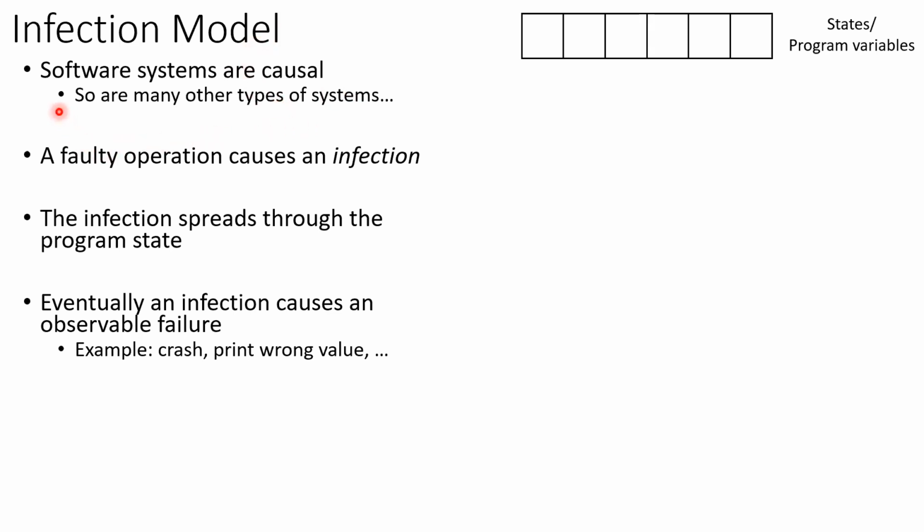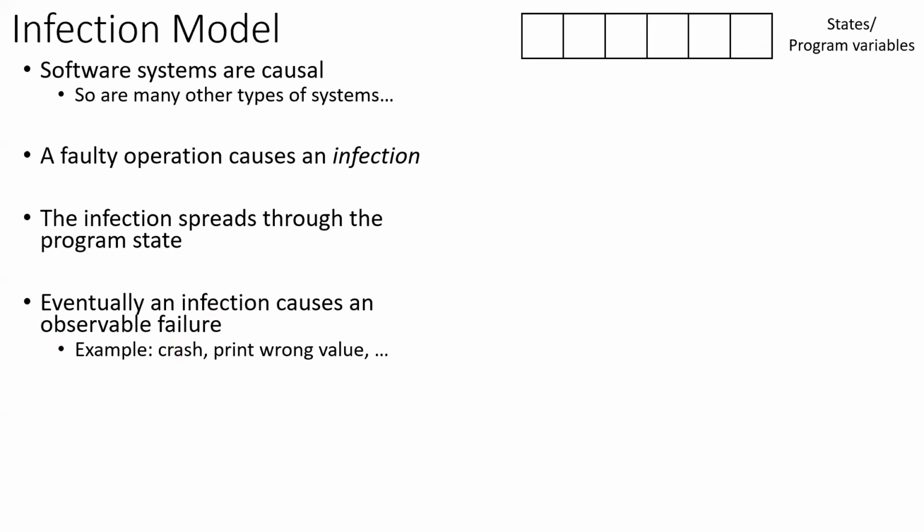A faulty operation causes an infection in the state of the system at some point, but you can't see it right at that point. The infection will spread through the program state, and it will cause an observable failure sometime after, like a crash, or printing out a wrong value, or anything that's observable to you.